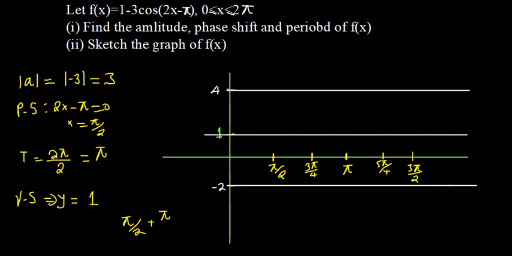So these are the critical points on our graph. Now what I want to do is find what is the difference between these 2 points, from pi over 2 to 3 pi over 4.